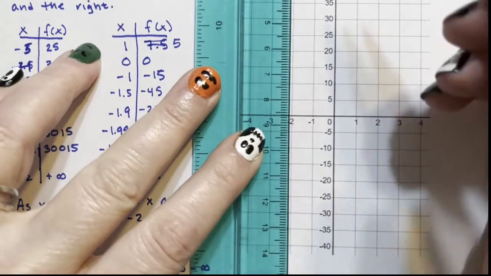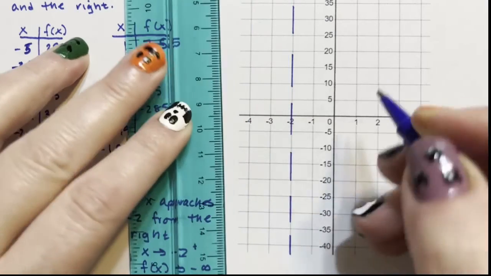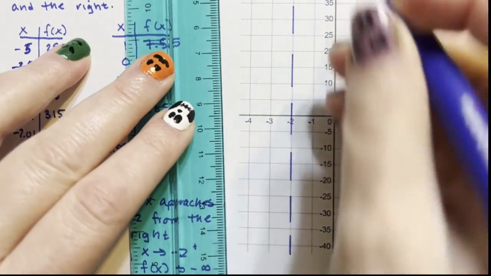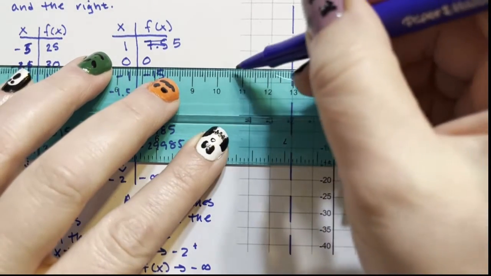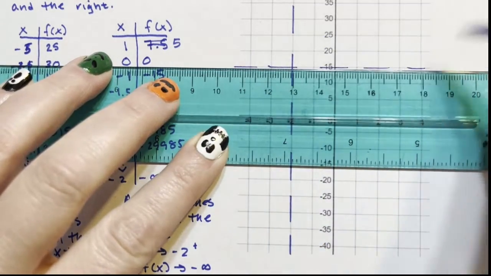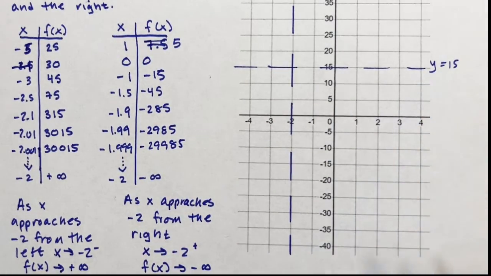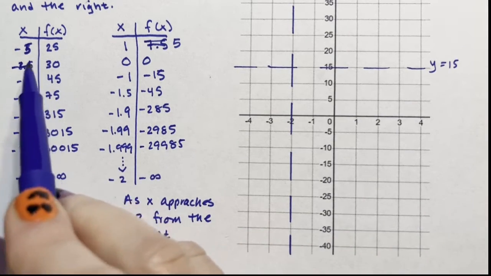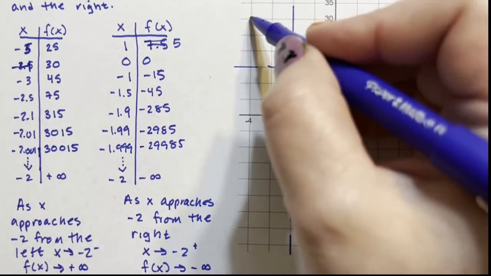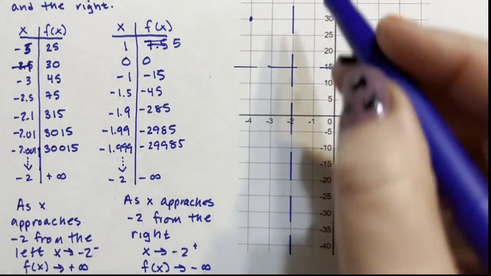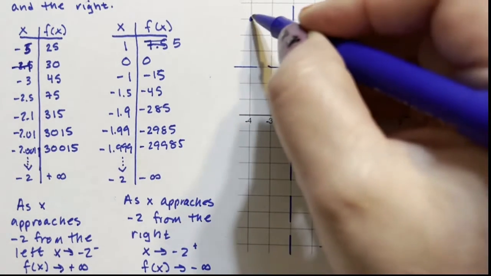So we have this barrier that we're obviously not touching at x equals negative 2. We actually have another barrier at 15 that we're not going to touch. You can watch other videos and I will give lots of details about this barrier. And we can see at negative 5, we were at 25. At negative 4, we were at 30. At negative 3, we were at 45. And we were heading towards positive infinity here.